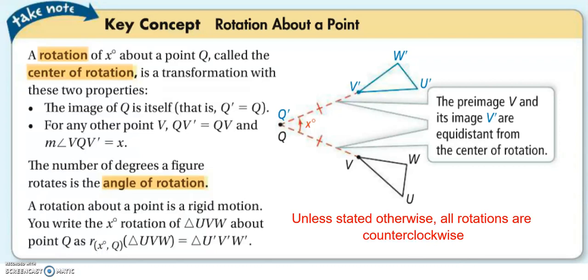A rotation about a point is a rigid motion, and you write the x degree rotation of a triangle about point Q as follows: R, the uppercase R, which stands for rotation, then how many degrees, comma, the center of rotation, which is normally the origin, of the triangle, results in triangle U prime, V prime, W prime. And unless otherwise stated, all rotations are counterclockwise.